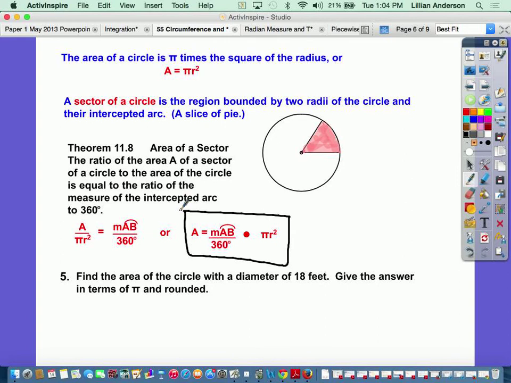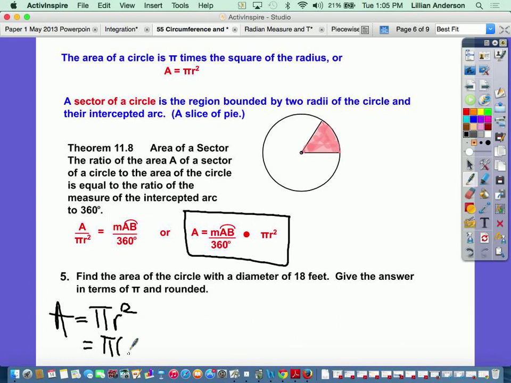It says find the area of a circle with a diameter of 18 feet. We're going to give our answer in terms of pi, and then we're going to round it as well. So what's the formula for a circle? Pi r squared. What's the radius? Half of the diameter. It's 9.